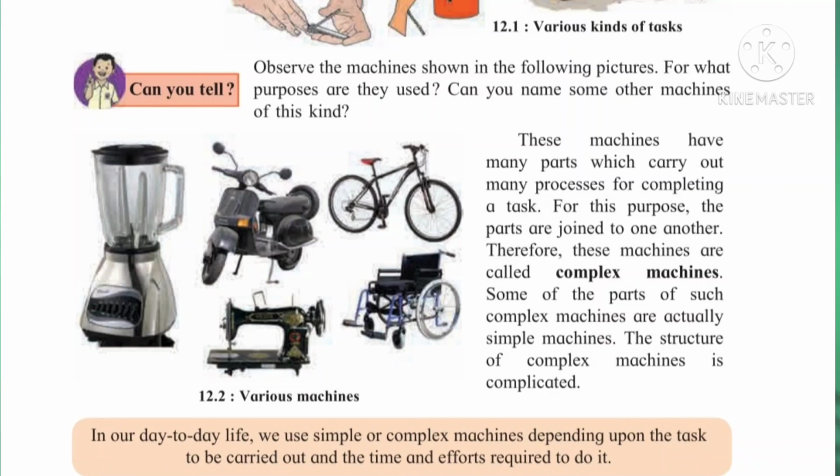Now in your day-to-day life, observe the machines in your surroundings. Check whether each is a simple or complex machine. Everyone read out the lesson properly and write down the hard words in your CW, and whatever last remaining lessons there are, you also have to complete in your CW from your notes. Understood everyone?